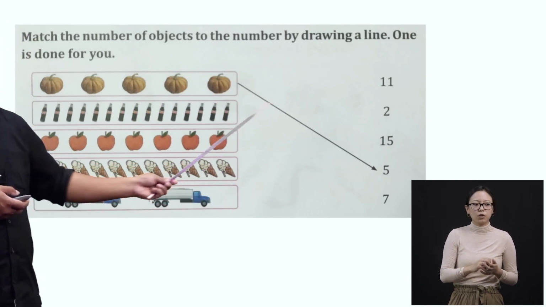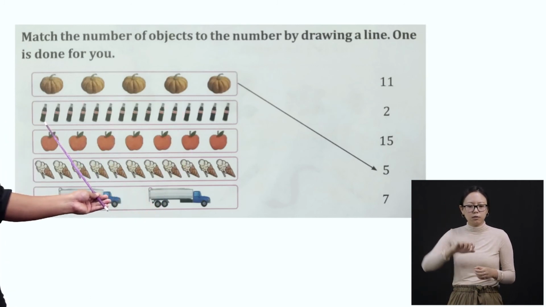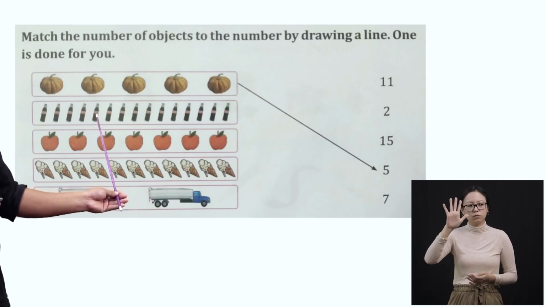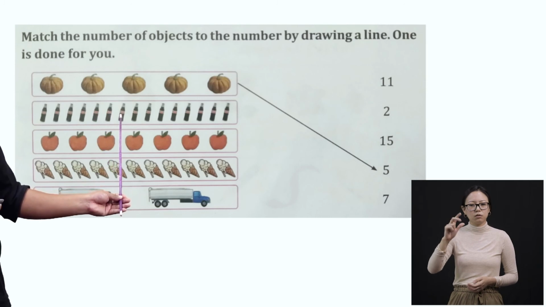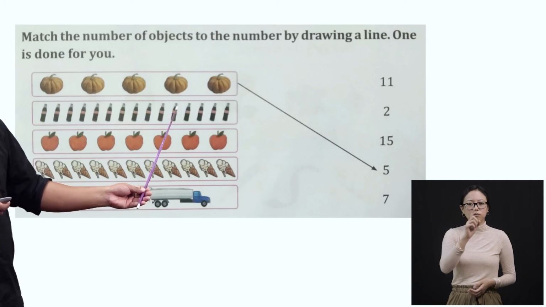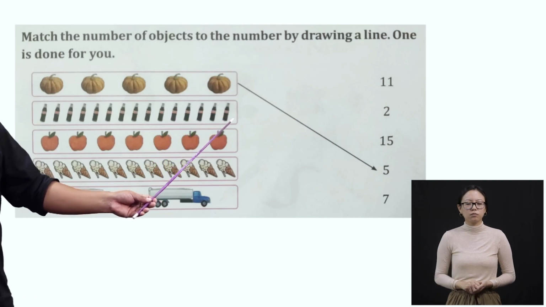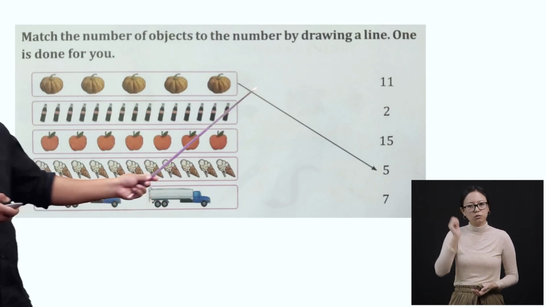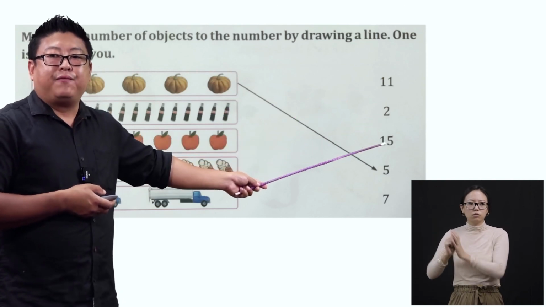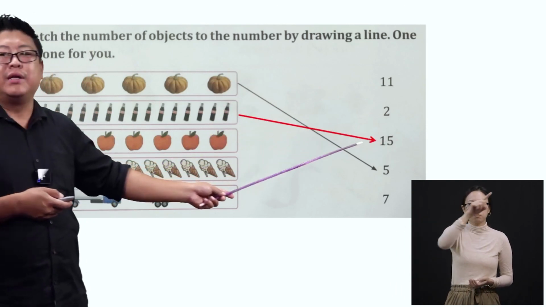All right, children? Similarly, let's do the second problem. Let's count the bottles here. 1, 2, 3, 4, 5, 6, 7, 8, 9, 10, 11, 12, 13, 14, 15. So we know that there are 15 bottles. On this side, we see the numbers 11, 12, 15. 15 is here. So we will draw a line from these bottles to the number 15.